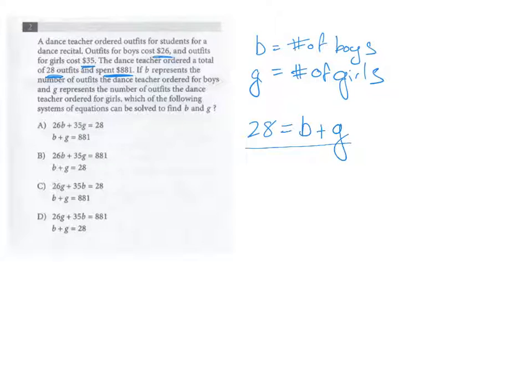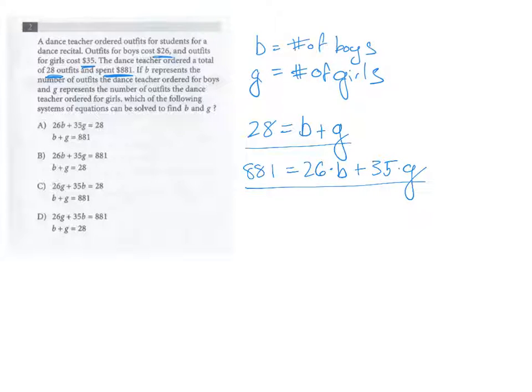And we also know that they spent $881. And how does that break down? Well, they spent $26 for every boy's outfit that was purchased and $35 for every girl's outfit that was purchased. So at this point, on some other tests, we might actually have to solve for B or G, but in this case, they just want to know which equations are represented by the question.